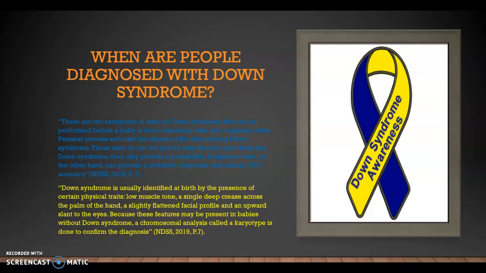As stated earlier, Down syndrome is usually identified at birth by the presence of certain physical traits: low muscle tone, a single deep crease across the palm of the hand, a slightly flattened facial profile, and an upward slant to the eyes. Because these features may be present in babies without Down syndrome, a chromosomal analysis called a karyotype is done to confirm the diagnosis.